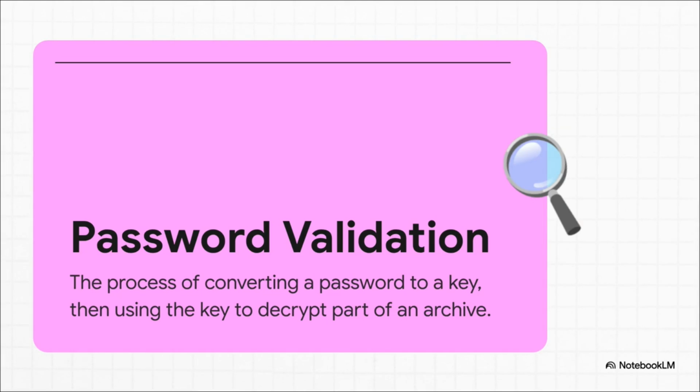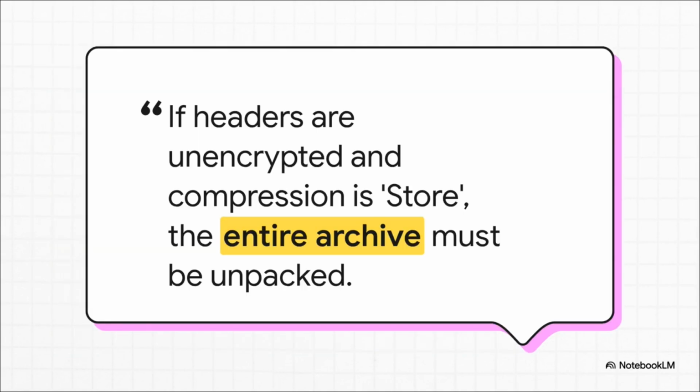Okay, so real quick, here's how this is supposed to work. The software grabs a password guess, turns it into a decryption key, and then tries that key on a tiny little piece of the archive. If that piece decrypts, bingo, we found the password. This whole process has to happen at lightning speed, millions of times over. And right here, this is where everything grinds to a halt.